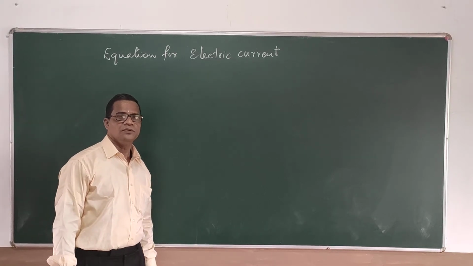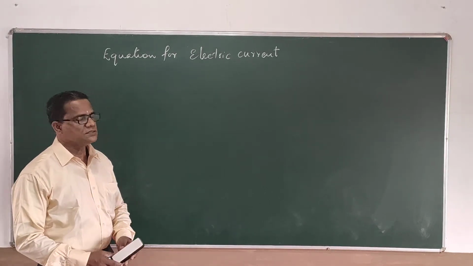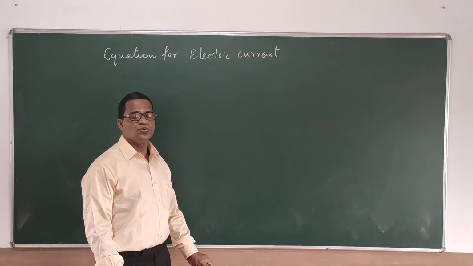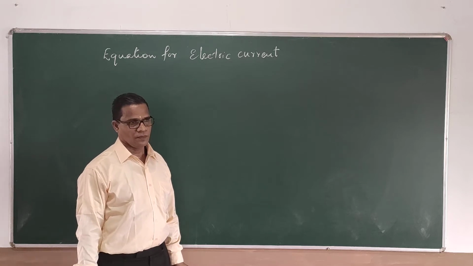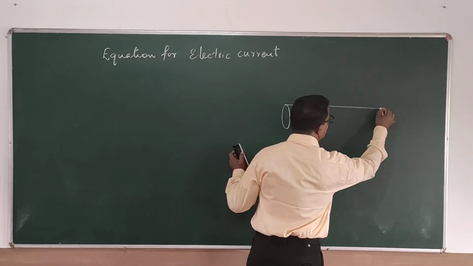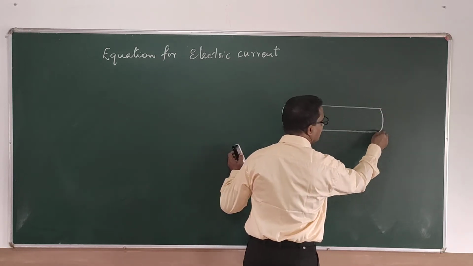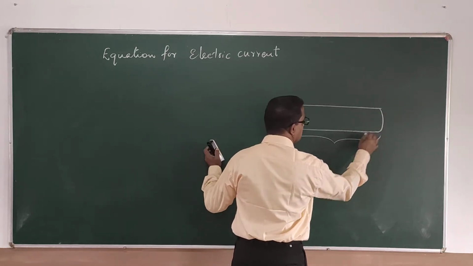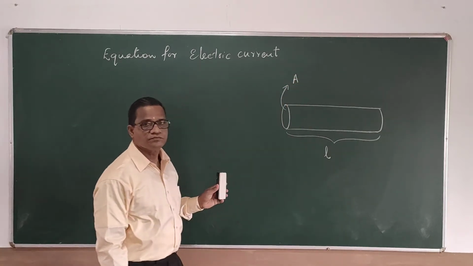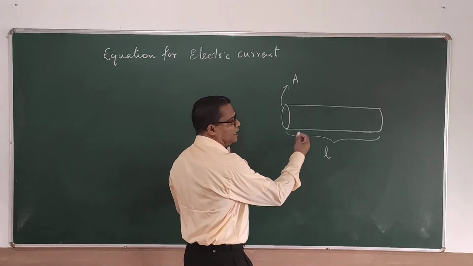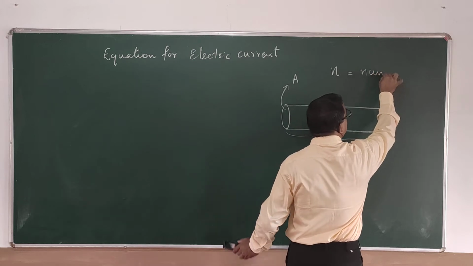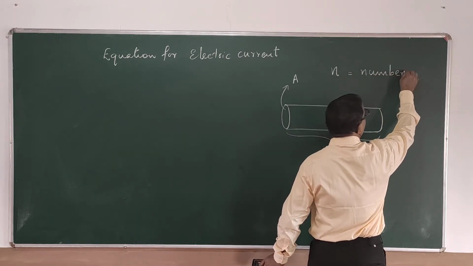In this video, let us discuss the equation for electric current through a metallic conductor. Now consider a metallic conductor of length L and area of cross section A, having n number density of free electrons.